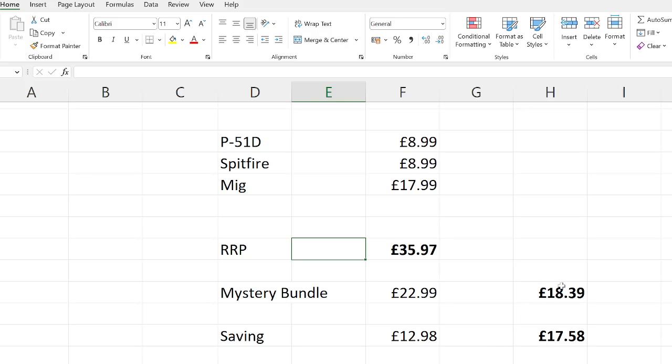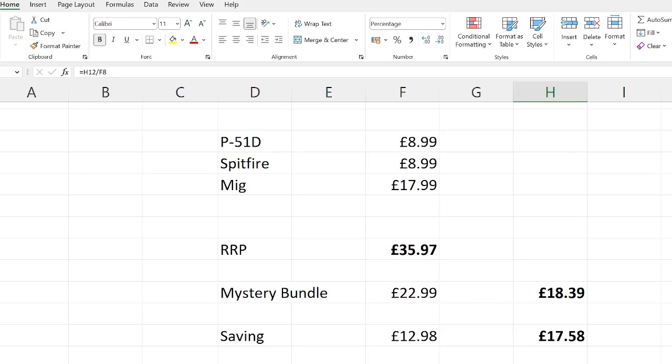But this column here, ooh, what are those numbers? That makes things look better, you may say to yourself. Well, I am a member of the Airfix Club, and last weekend they were doing 20% off instead of 10% off, meaning the price I actually paid for these three kits was £18.39. That's a saving of £17.58, nearly half price off. Nearly half price for these three kits.